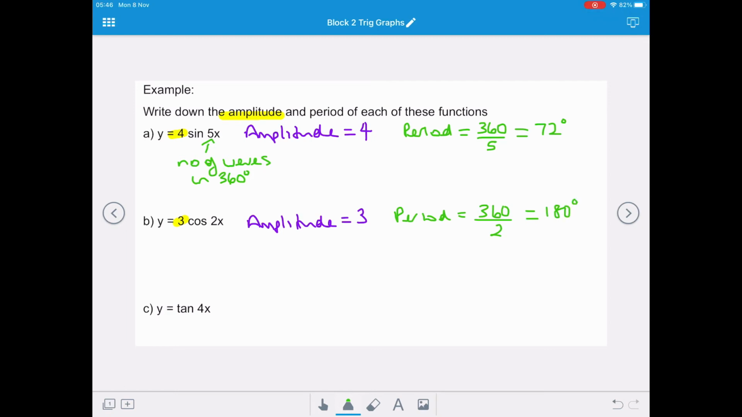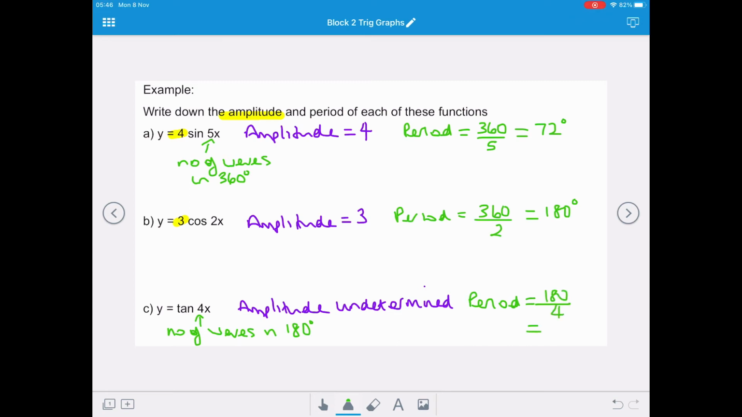is 180 degrees. So finally, for our y equals tan 4x curve, our amplitude is undetermined because it tends to positive and negative infinity, which is why there's no coefficient of our tan 4x function. We also need to remember that for a tan function, the number of waves is within 180 degrees because we have 2 repeats in 360. So to determine the period, we're going to take our 180 and divide it by 4, and this gives us a period of 45 degrees for this curve.